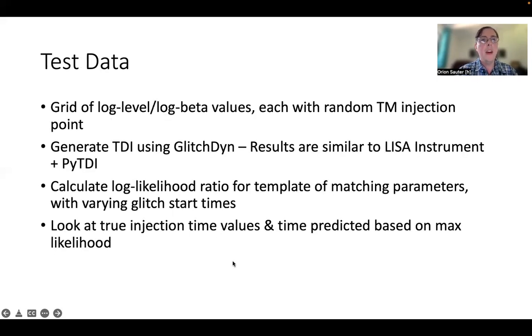All right. To test this, we created a grid of log level and log beta values, each with a random test mass injection point.